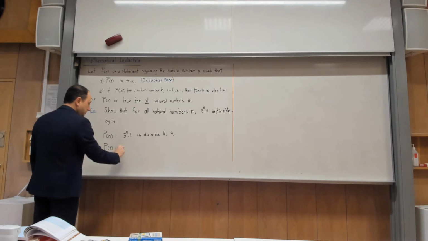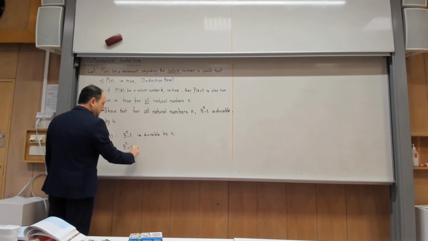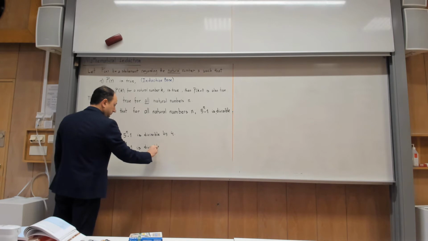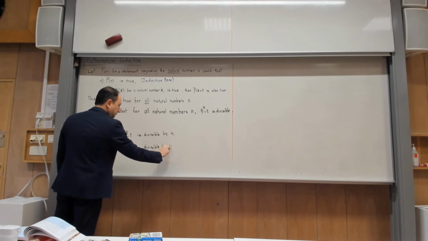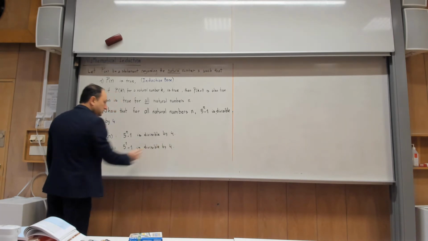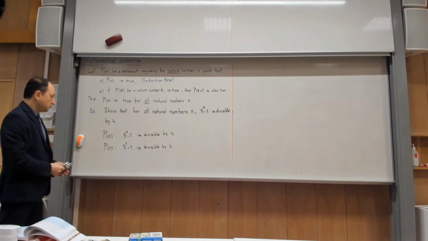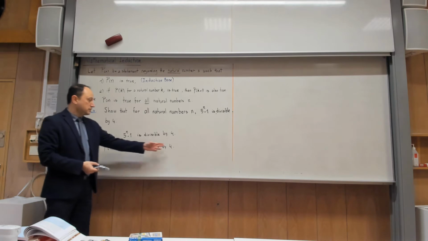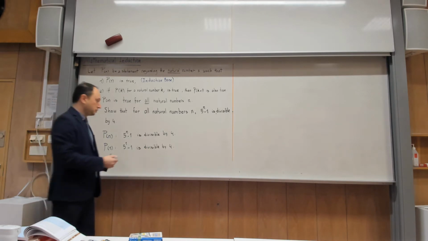So if I read it, it becomes 5 to the 1 minus 1 is divisible by 4. Is this statement true or false? 5 to the 1 minus 1 is indeed 4, and 4 is divisible by 4, so that's a true statement. True.